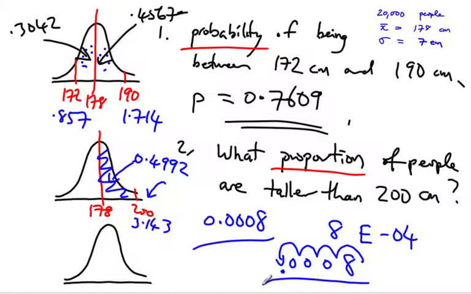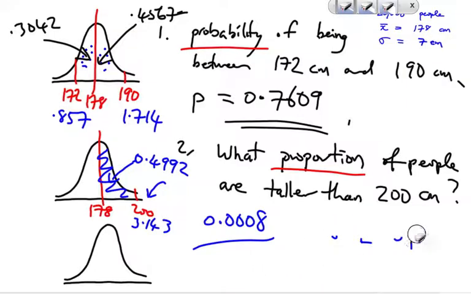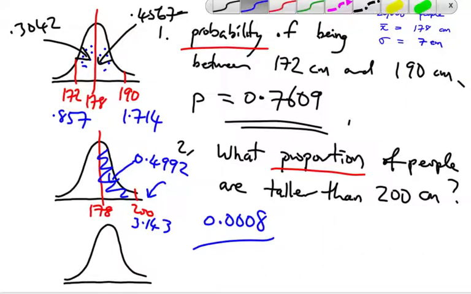Okay? Now, here lies the question. What we've done so far is we found 0.0008. That's not the proportion, that's the probability. And the difference between the two words is this. A probability is a decimal number from 0 to 1. That's what probability is. It's that number that comes off your chart. A proportion expects you to give a percentage answer.